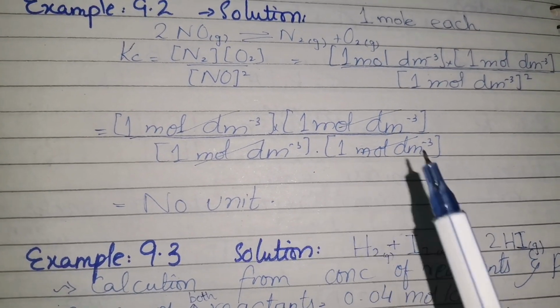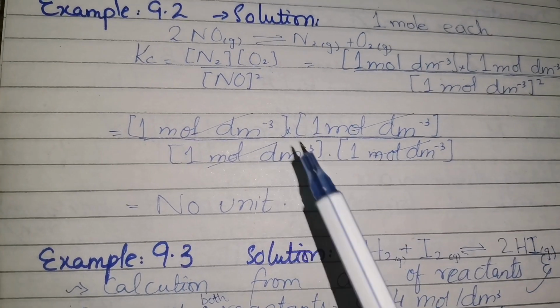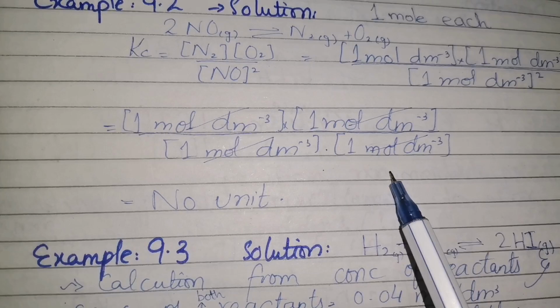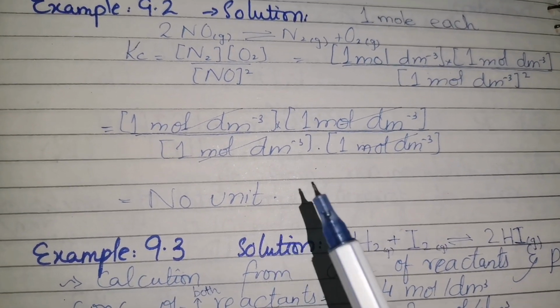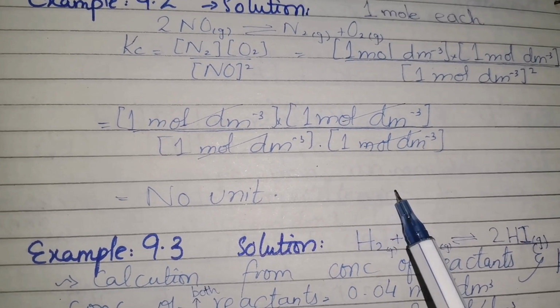Now after writing it in this way, we can see that all the mole per dm cube cancel each other. Hence we get that in this case Kc has no unit. Remember that Kc may or may not have any unit.